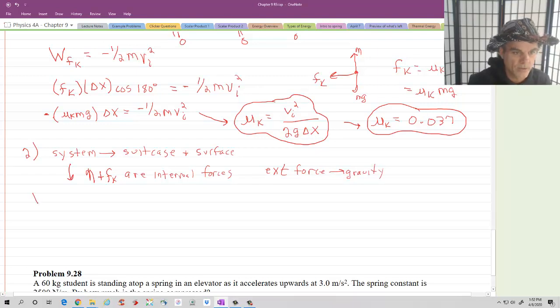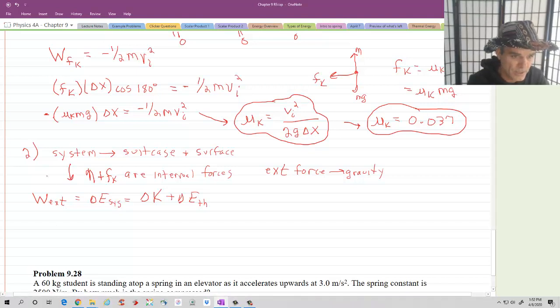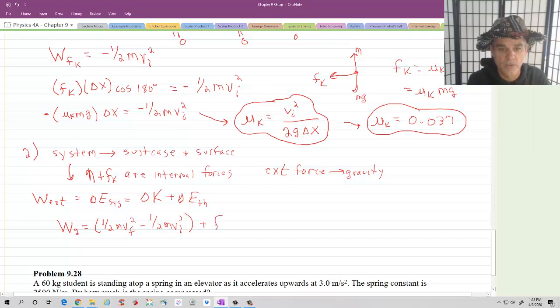So now when I look at the sum of the work done by all external forces equals the change in energy of the system, now I can include thermal energy because I've included the floor as part of the system. Now the only work that's done by external forces is the work done by gravity. Again, change in kinetic energy is 1/2 mv final squared minus 1/2 mv initial squared. And my thermal energy is the force of kinetic friction times the displacement.